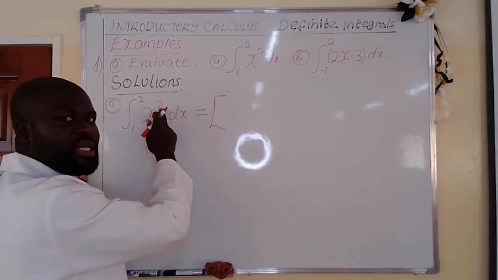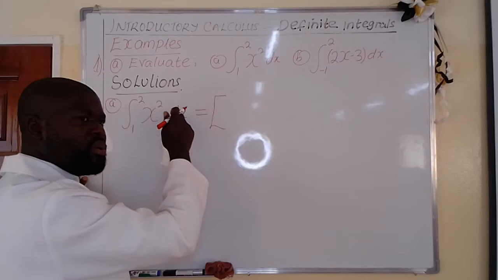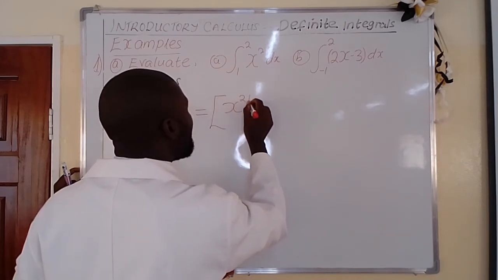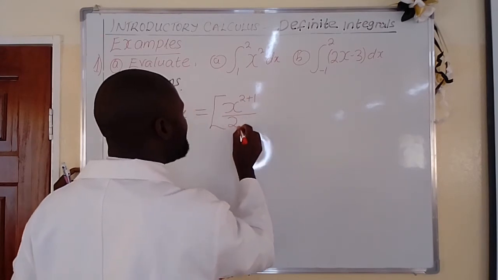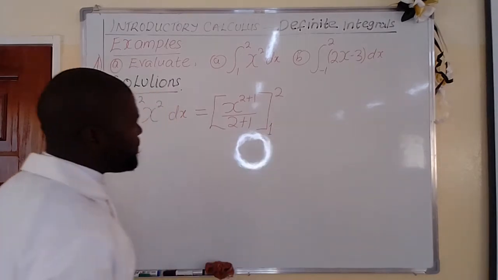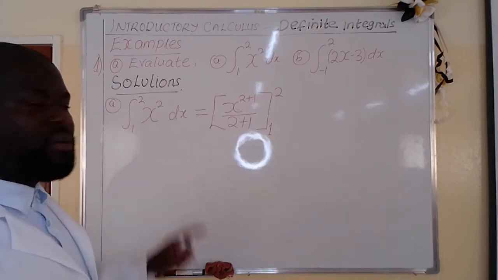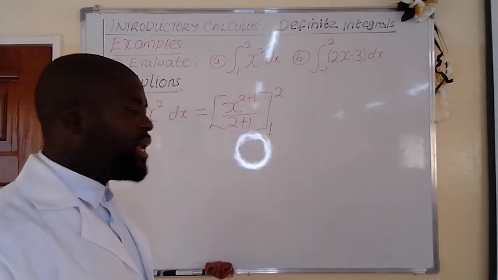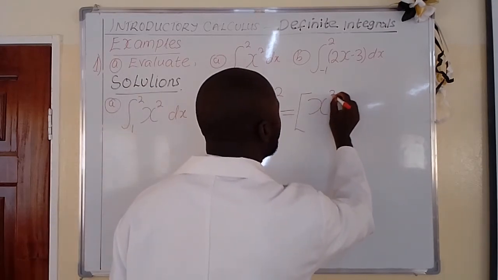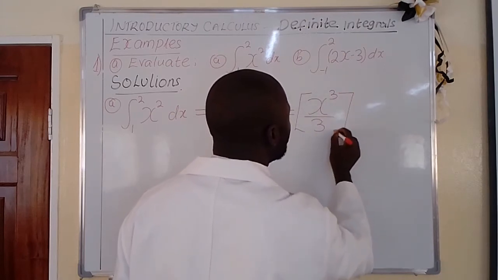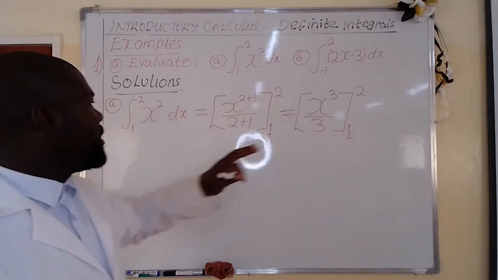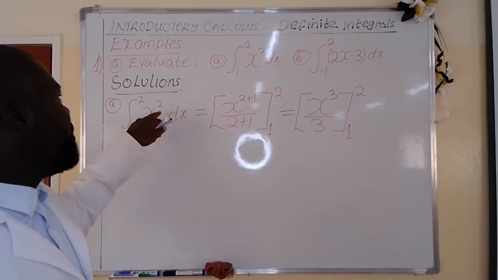So our current power here is 2. So we add a 1 to the power 2, we divide by the new power. So we have x power 2 plus 1, everything over the new power 2 plus 1. Not forgetting the limits of integration. Okay, so this is the integral of x power 2 with respect to x. So we proceed as follows. X power 3 over 3, the limits 2 and 1. Okay, so this is what we are getting after integrating the function x power 2.